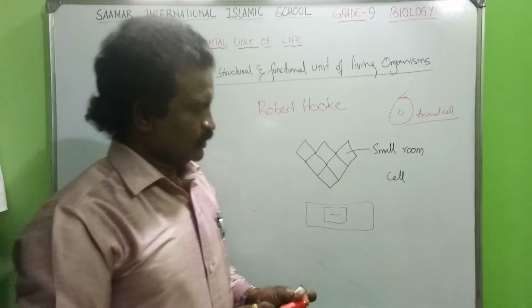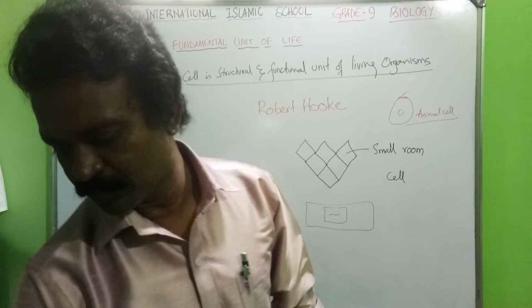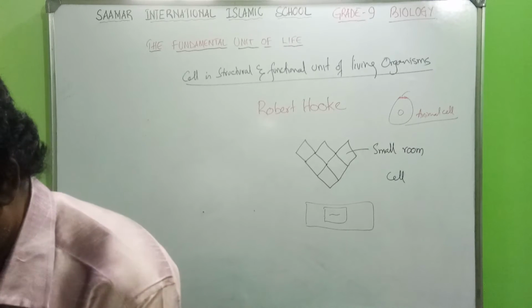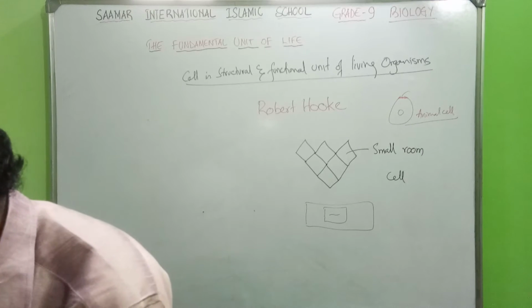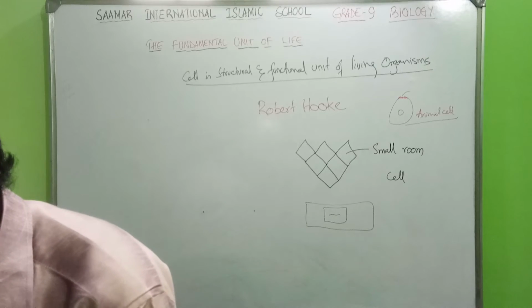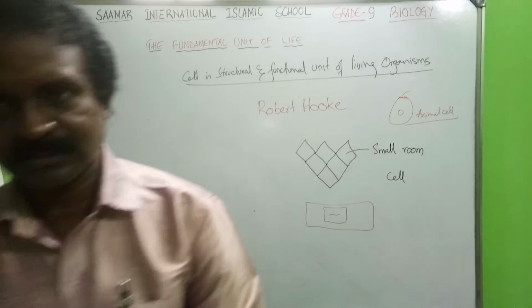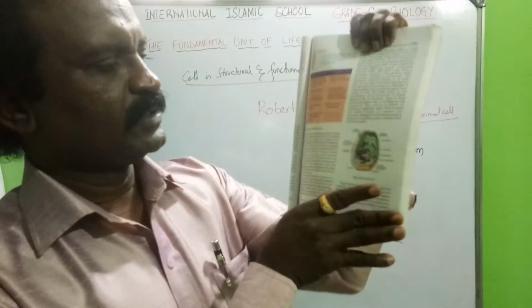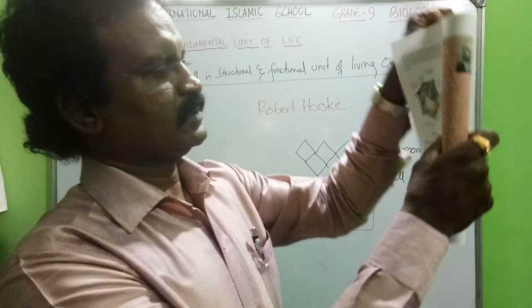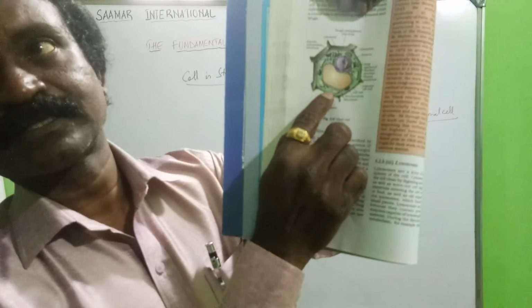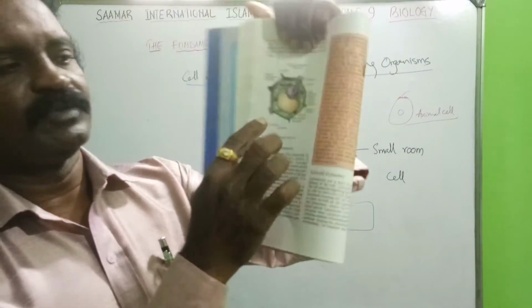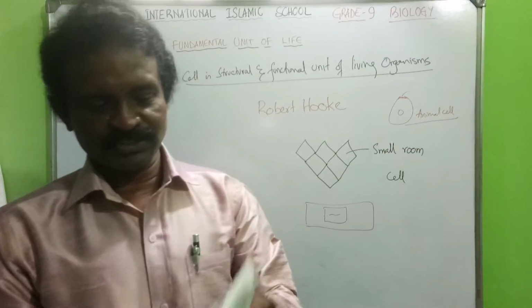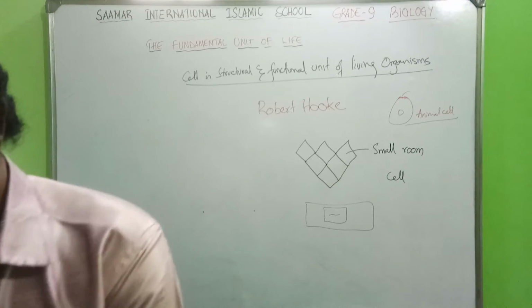Okay. Now you want me to show the shape of the plant cell and animal cell. I'll show you how the plant cell looks and how the animal cell looks. Is it clear? Now this is your animal cell. And we have the plant cell. If you ask me the shape, the animal cell is round, and the plant cell is box shaped.